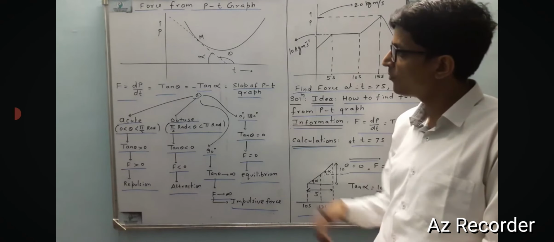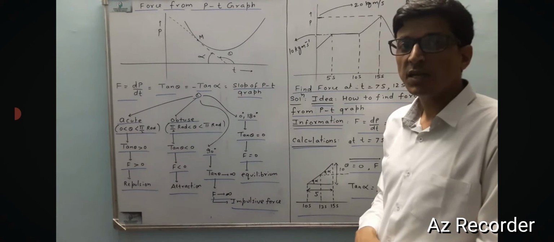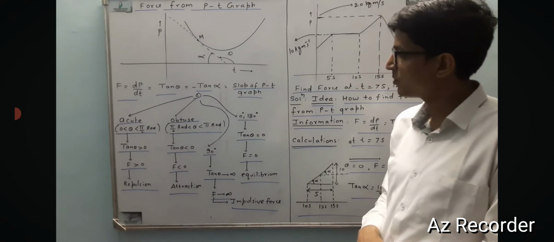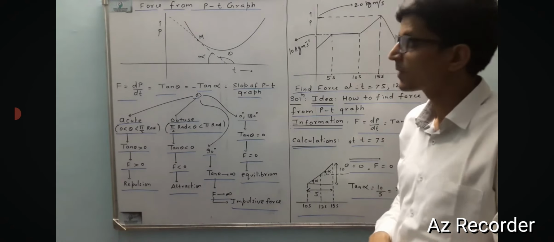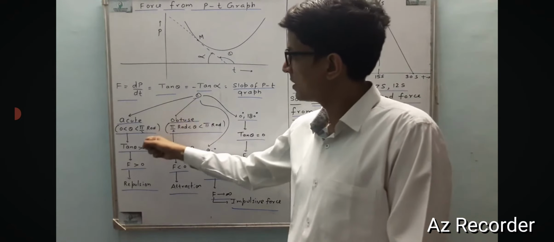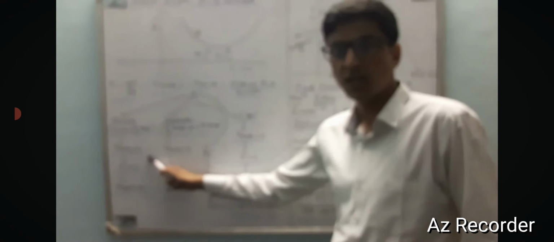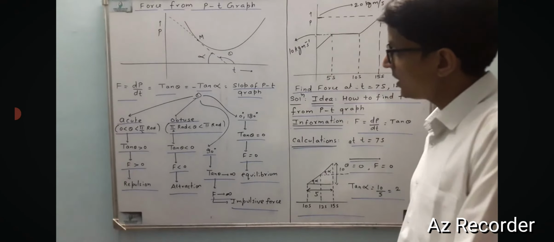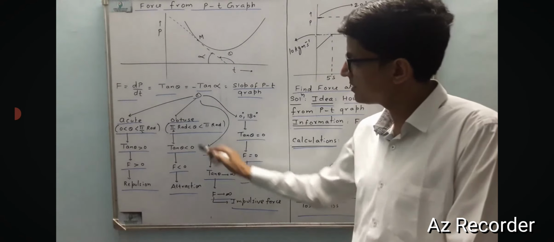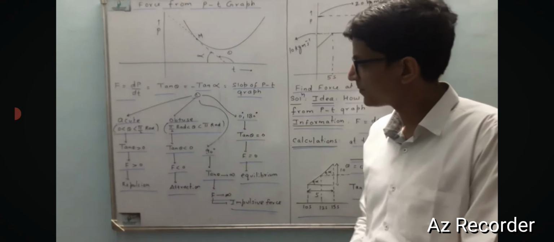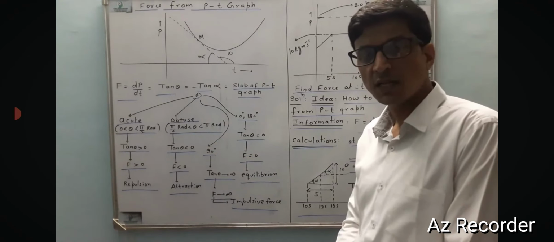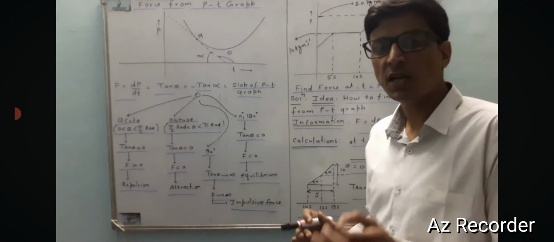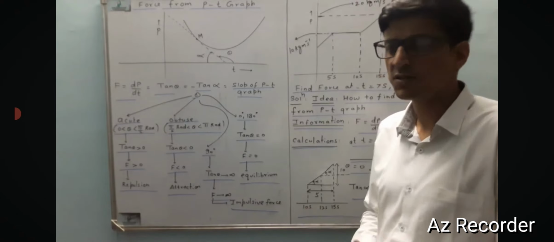Now theta can be acute, obtuse, 0, 180 or 90 degrees. If theta is acute, then tan theta will be positive, that means force will be positive, and positive force means repulsion. If theta is obtuse, that is, it lies between pi by 2 and pi radian, then tan theta will be negative, that means force will be negative, and negative force means attraction.